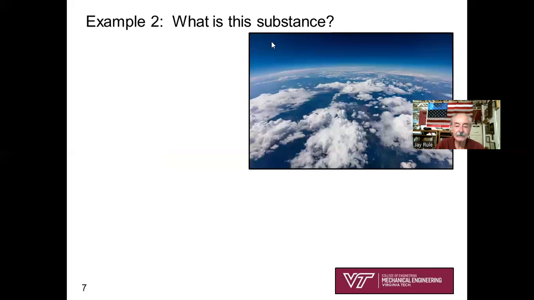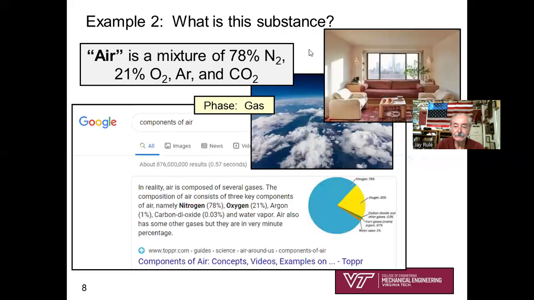All right. So the next thing, what is this? What's this substance right here? And let me jump right to it, you know what it is, and I've added another image here in my answer slide. What's contained in this room here? What's contained in this atmosphere? And you say, well, everybody knows that it's air.